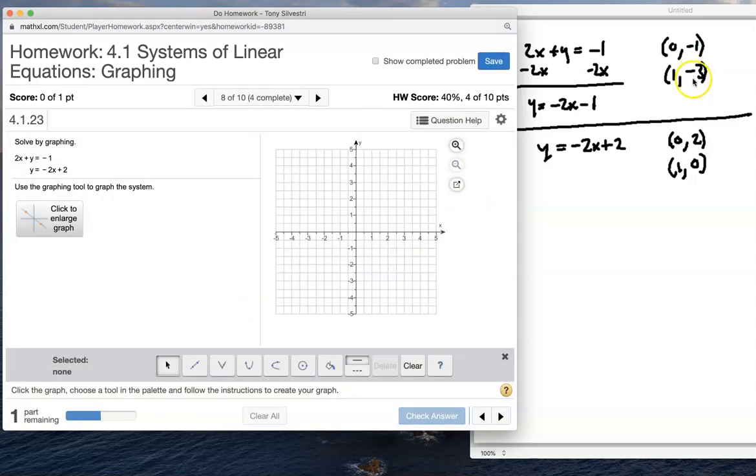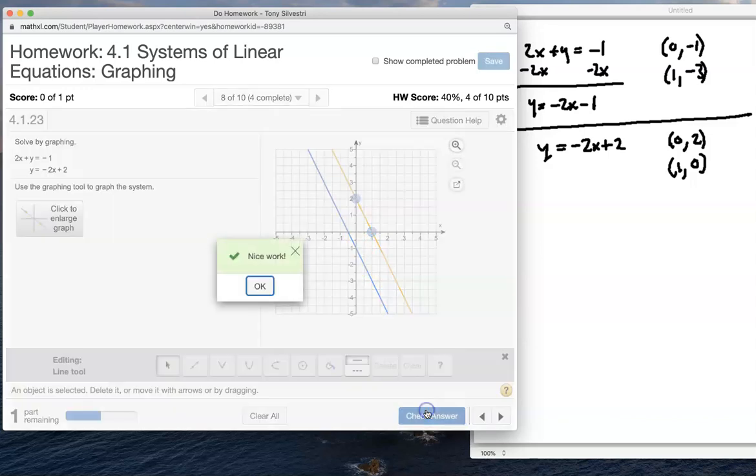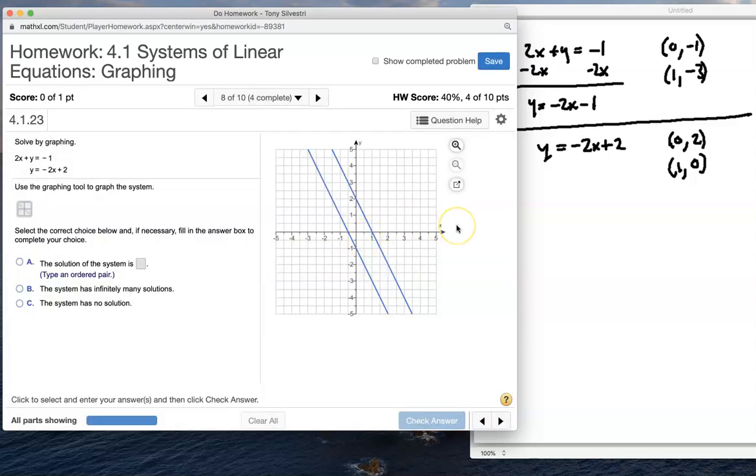Okay. Points are okay. 0, negative 1. 1, negative 3. I think that was off. Yeah, 1, negative 3. That's it. And then the next thing is another line. 0, 2, bing. 1, 0, that's it. Now I knew that's the way it's supposed to look. Check your answer. Did I graph them right? Yes, after a little bit of work, I graphed them right.